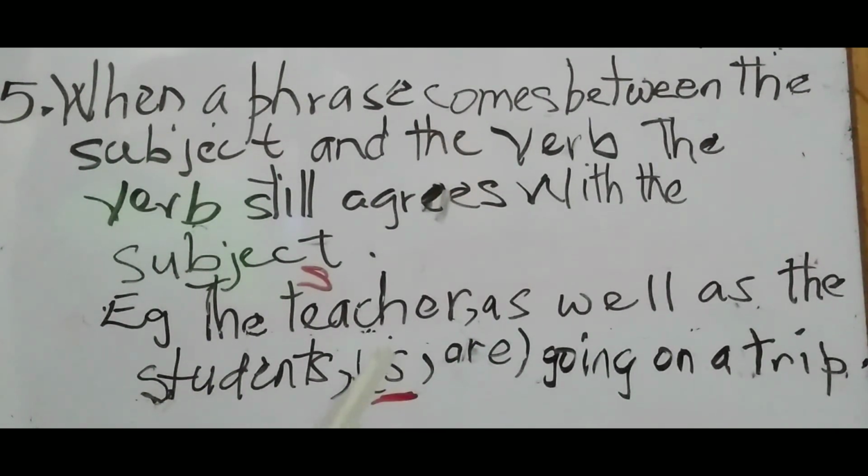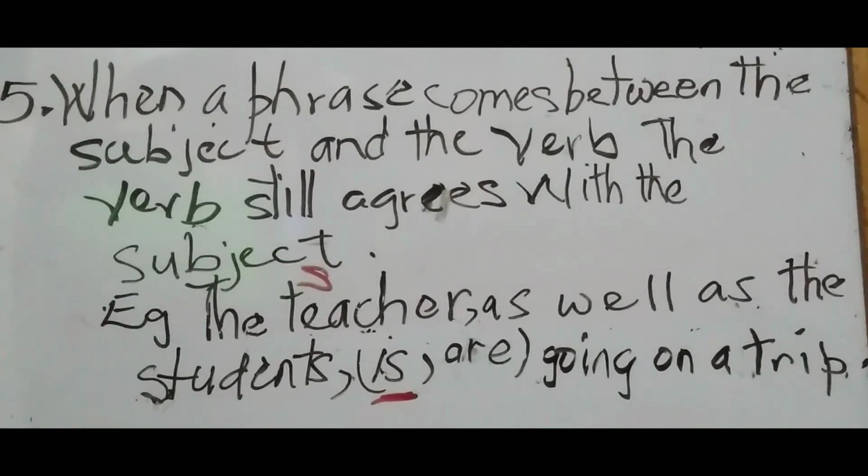Okay? And you could have other examples, like for example, you could say the boy along with his sisters are going to the beach. Now the subject is the boy. So along with his sisters, don't be fooled by that. The subject is still the boy. So you will say the boy along with his sisters is going to the beach, because the boy is the subject and the subject is singular.